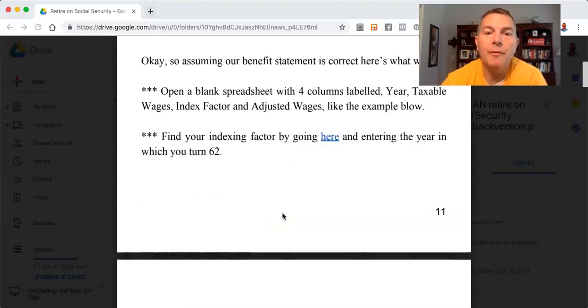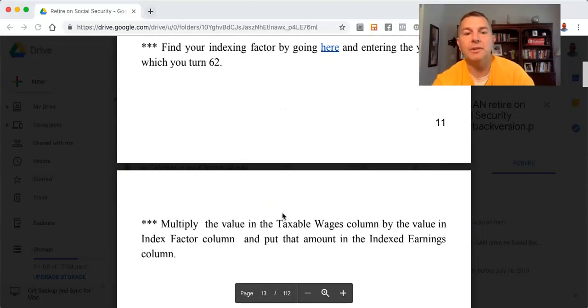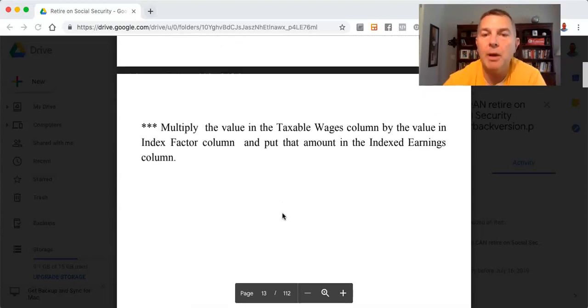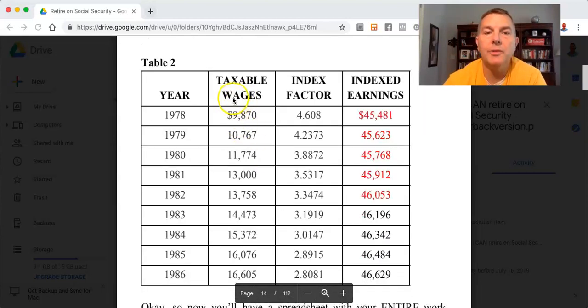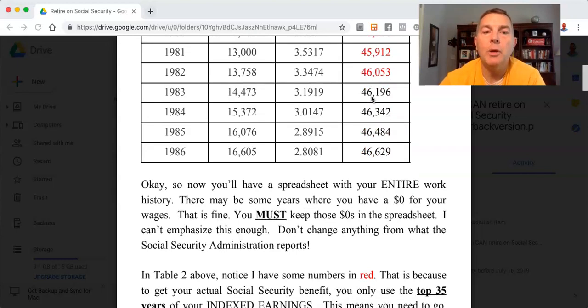Like the example below. Find your indexing factor by going here and enter the year in which you turn 62. Multiply the value in the taxable wages column by the value in the index factor and put that amount in the indexed earnings column. So what you'll see here is taxable wages times the index factor gives us our adjusted wages, or indexed earnings. And that's table 2.